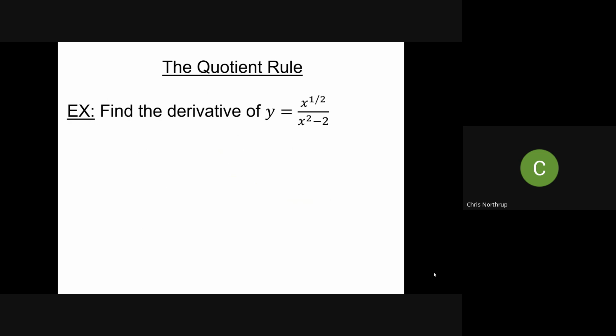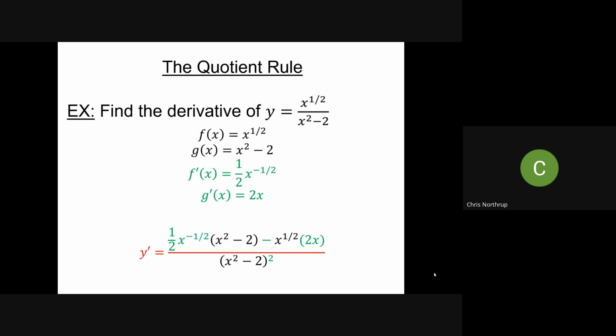So here I've got x to the 1/2 over a quadratic. No possible way to rewrite that without having some kind of product or quotient. So I'm going to identify the numerator function and the denominator function. Those are our f and g. Then we use power rules on both of those and plug right into our formula, f prime g minus fg prime, divided by g squared.